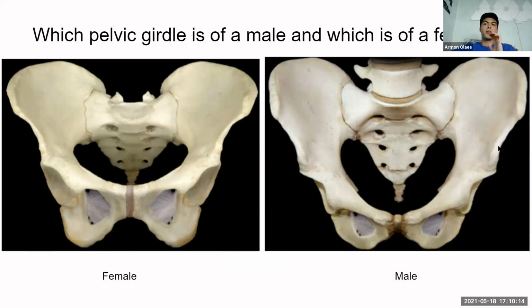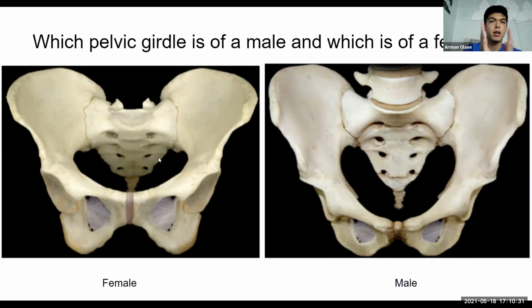Answer is on the left side is the female and on the right side is the male. So looking at this image, it is kind of difficult, but some features that you can identify is that if you take a look at the sacrum, a lot of times that also shows which one is wider. You can see the sacrum of the female is wider than the one of the male over here. This is one of the things that I looked for whenever I was trying to identify between the two.